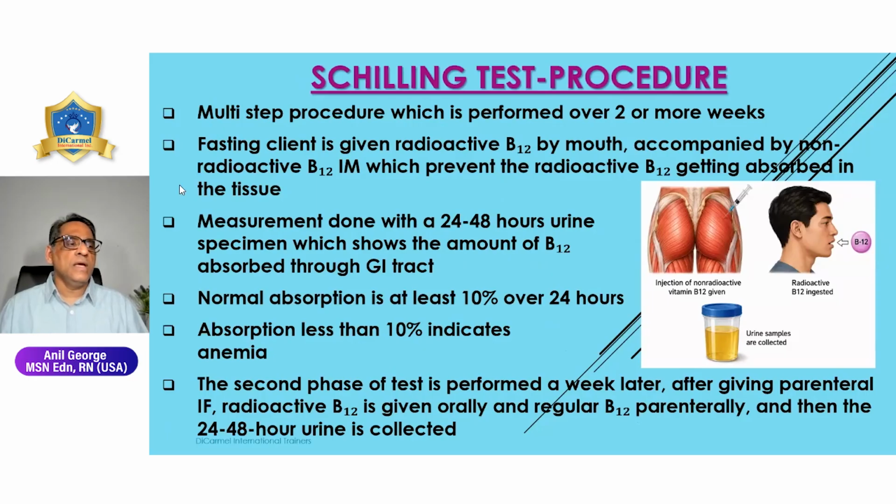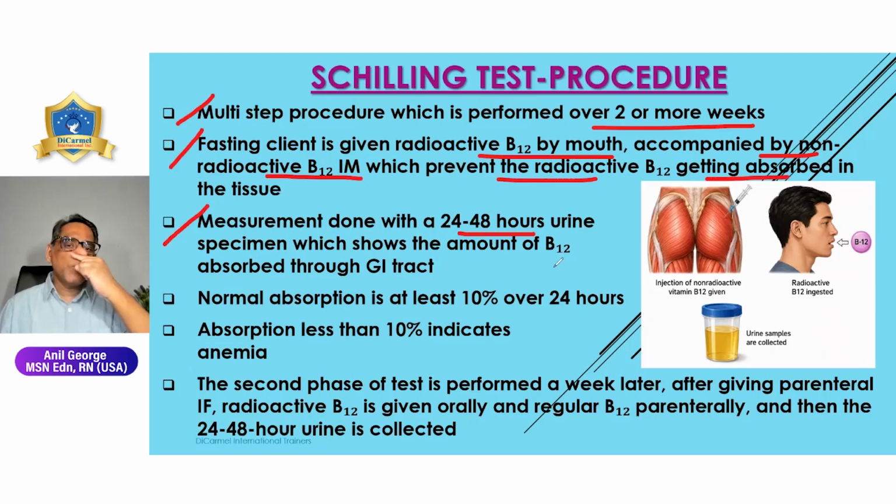So as you can see, it is a multi-step procedure which is performed over 2 or more weeks. A fasting client is given radioactive B12 by mouth, accompanied by non-radioactive B12 IM, which prevents the radioactive B12 from getting absorbed in the tissue. And then measurement is done with a 24-48 hour urine specimen, which shows the amount of B12 absorbed through the GI tract.